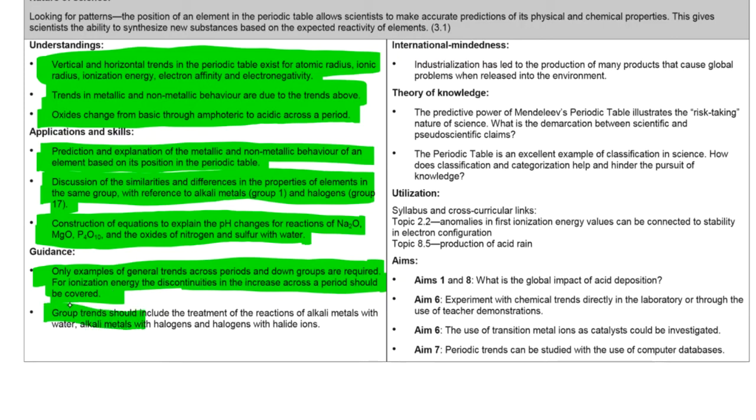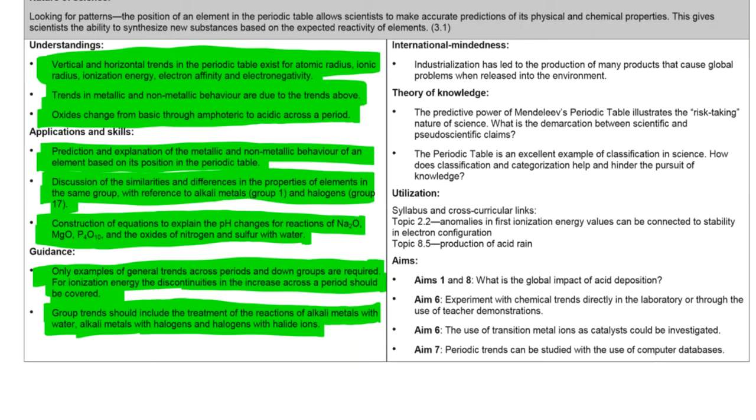Group trends should include the treatment of the reactions of alkali metals with water, alkali metals with halogens, and halogens with halide ions. So you're going to talk about the reactiveness of certain substances, mainly the alkali metals, and how it changes along the group. As you go down group one, the alkali metals, do they become more reactive with halogens or less reactive?